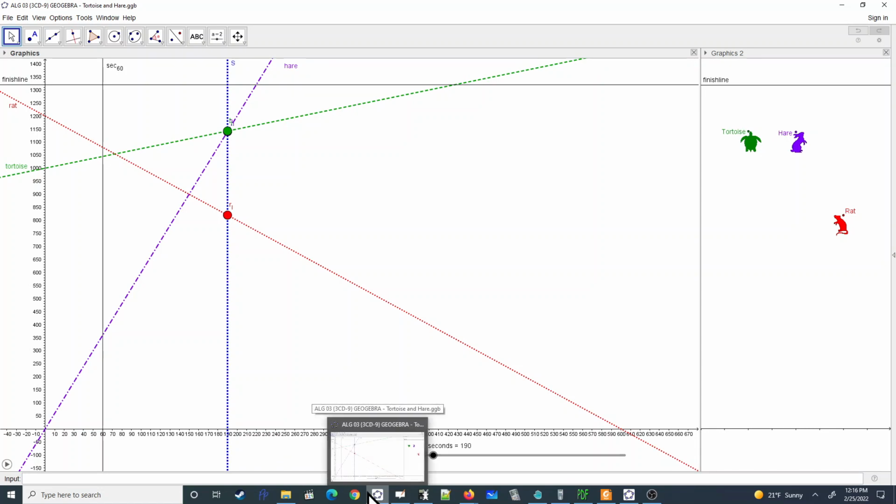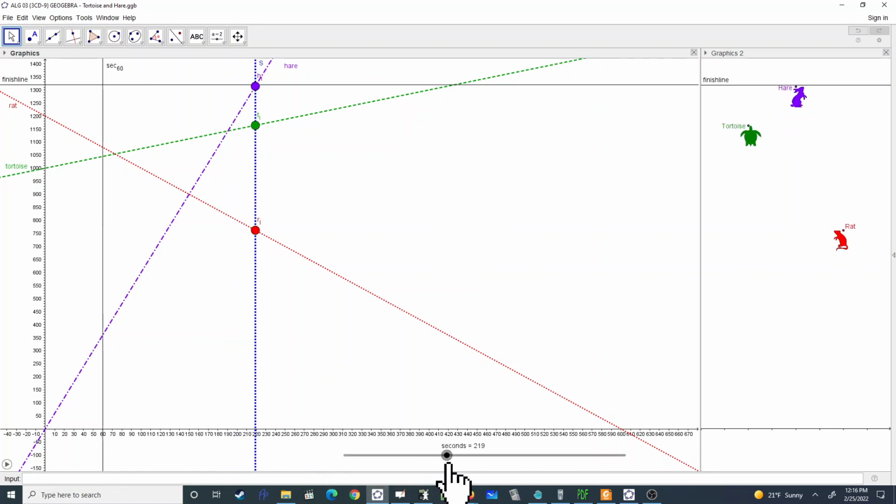Okay, so now, before I go any further, our next problem is going to be when does the hare cross the finish line and all that. To be honest, it's not going to be that different.